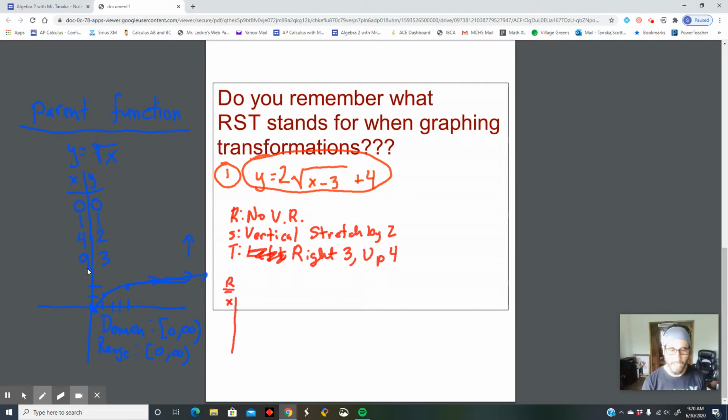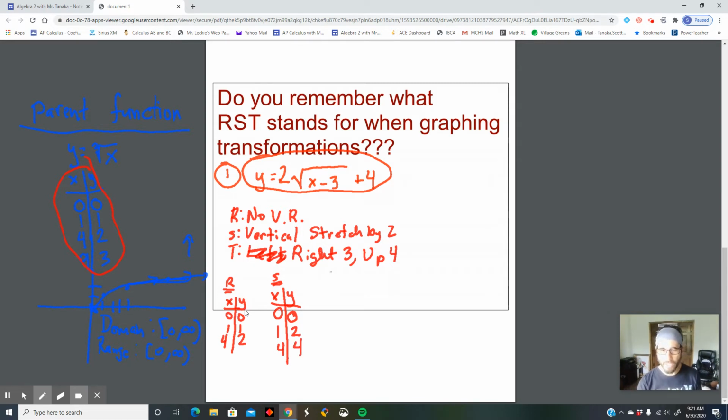Here we go, x, y. Now remember, there was no vertical reflection, so I start with the same values as the parent function. You're going to use these all the time, every time. Then we have a stretch or a shrink, and we stretch it by 2. Remember, it's vertical, so we change all of the y's by 2. 0 times 2 is 0. 1 times 2 is 2. 4 times 2 is 8. So it stretches it a little bit.